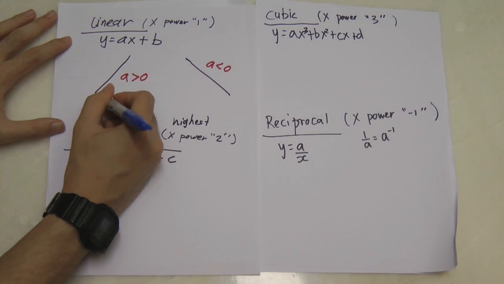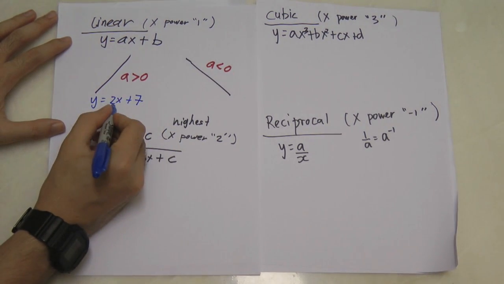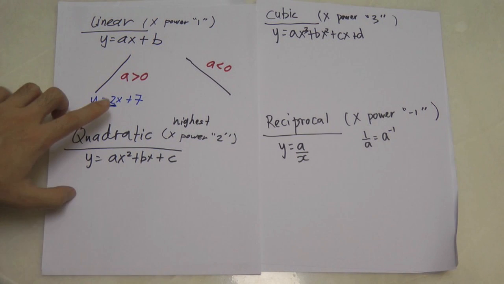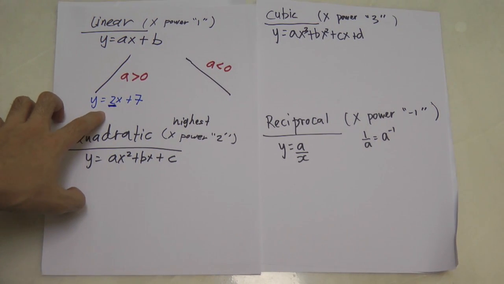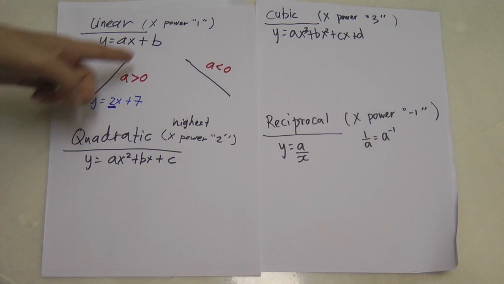Let's say I have y equals 2x plus 7. So 2 is the A. You have to decide whether 2 is a positive number or a negative number. Obviously 2 is bigger than 0, right? So A is bigger than 0, so the graph pattern is like this.